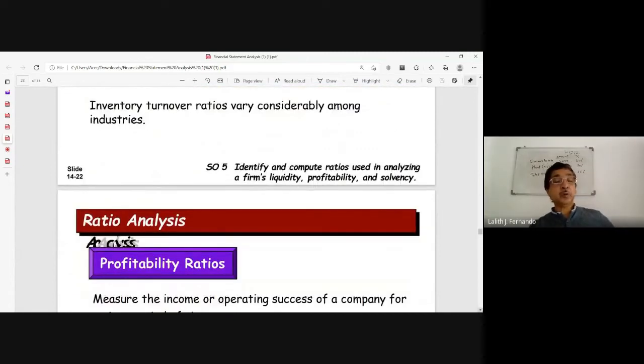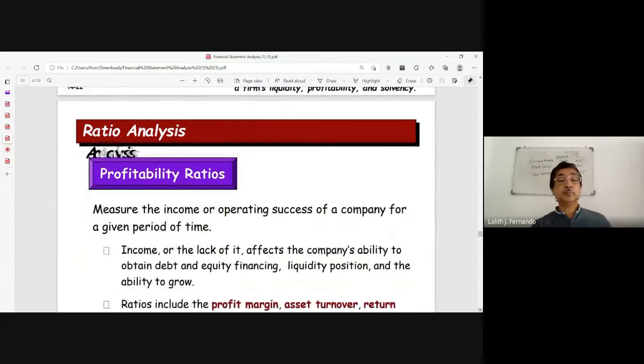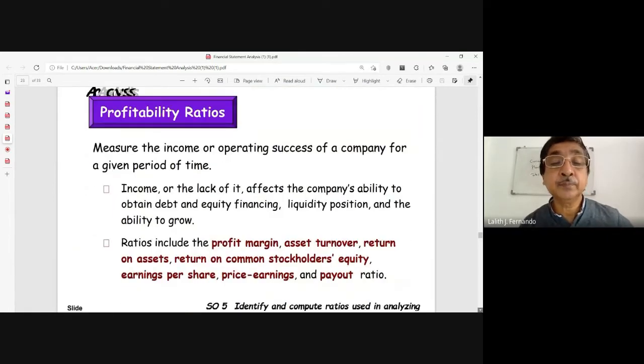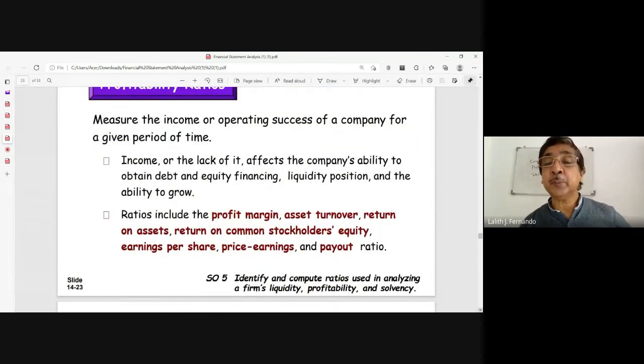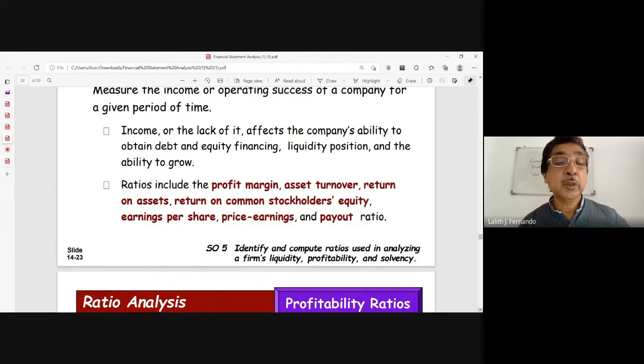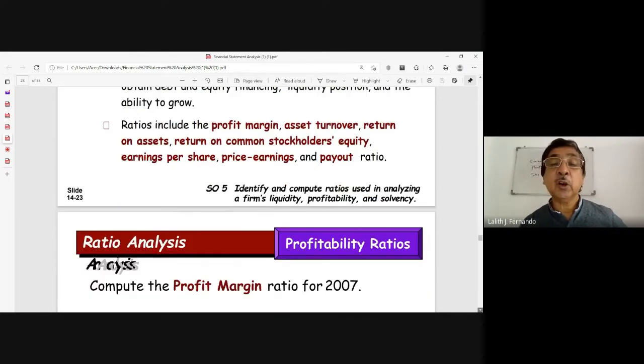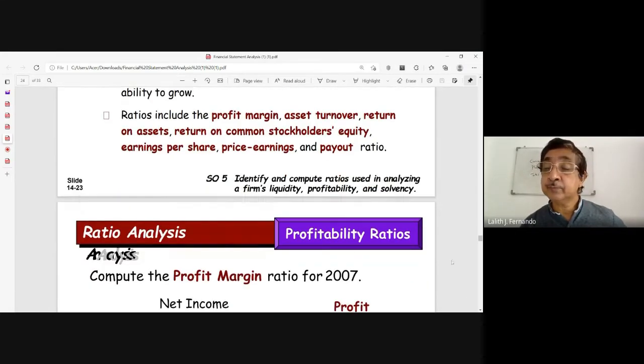Then we go to profitability ratios. It measures the income or operating success of a company for a given period of time. Income or the lack of it affects the company's ability to obtain debt and equity financing, liquidity position, and the ability to grow. Now, these ratios include profit margin, asset turnover, return on assets, return on common stockholders' equity, earnings per share, price earnings, and payout. All are taken as profitability ratios.